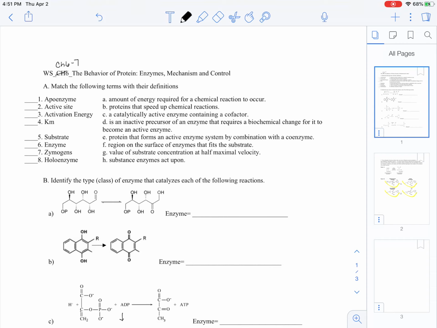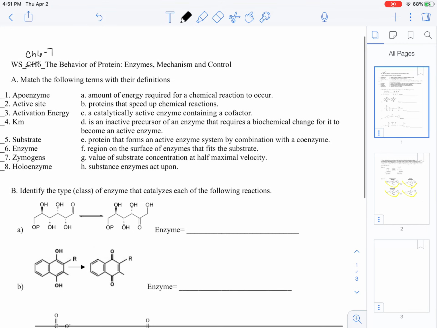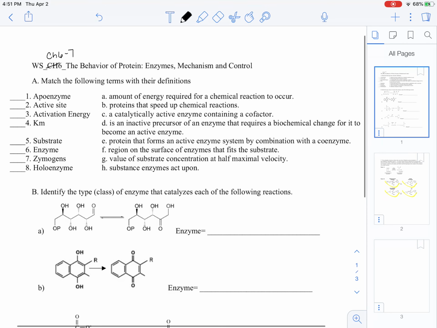The first exercise that we're going to do, I'm just going to zoom in a little bit more, is a match of the following terms and definitions. As you can see, we have terms on the left side and definitions on the right side. We're going to start with apoenzyme. Apoenzyme, the definition is letter E, a protein that forms an active enzyme system by combining with a coenzyme. It actually can do that also if we have a cofactor.